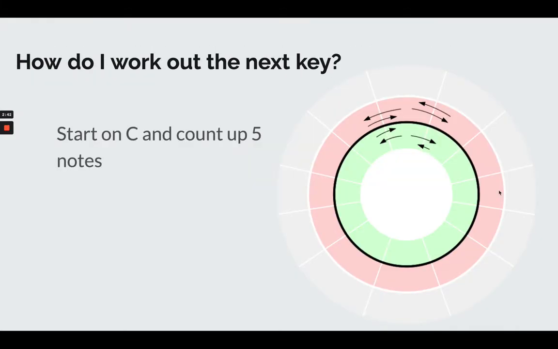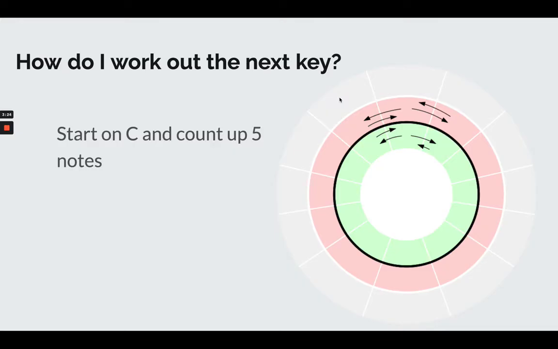Okay, so we are focusing on just this top bit of the circle. So now we need to work out how on earth to go backwards. So what we're going to do is count down 5. When we're going to the right, we count it up. When we're going to the left, we count down. So from C, we need to work out what this key is going to be here. So C, B, A, G, F. That means this key is going to be F.